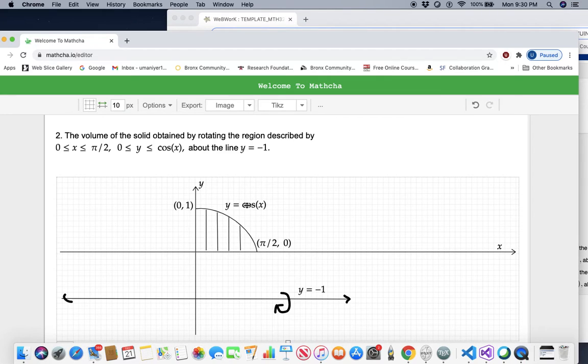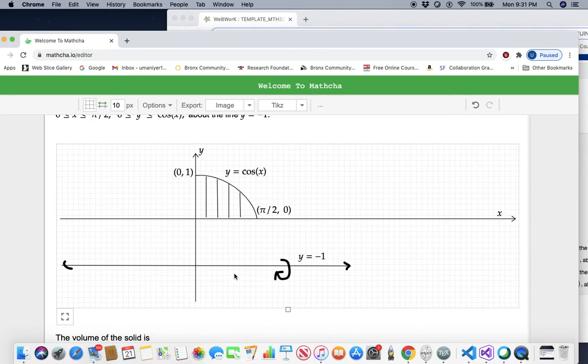Notice when x is 0, cosine x is 1. When x is pi over 2, cosine x is 0. So that's indeed your curve. So this region is between x 0 and pi by 2, y 0 and cosine x. This is the region, and you want to rotate this region about the line y equals negative 1. Y equals negative 1 is a horizontal line at negative 1. So you want to take this region and rotate it.